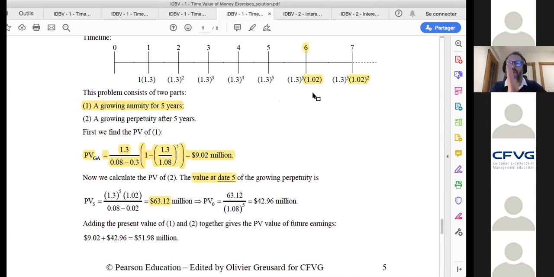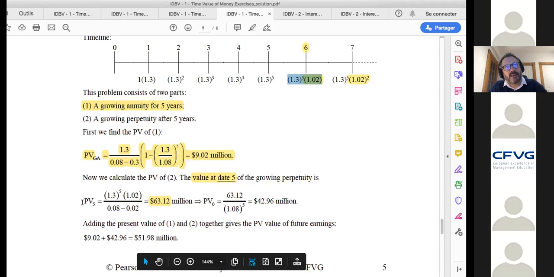When you calculate the present value at date 0, it's always because your first cash flow happens in year 1. So if the growing perpetuity begins in year 6 with its first cash flow, 1.3 exponent 5 times 1.02, it means that when we calculate the present value of this growing perpetuity, we calculate it 1 year earlier. So that's at year 5 that we calculated. When we calculate 63.12, which is this cash flow of the growing perpetuity divided by R minus G, we calculate the present value in year 5 of the growing perpetuity.